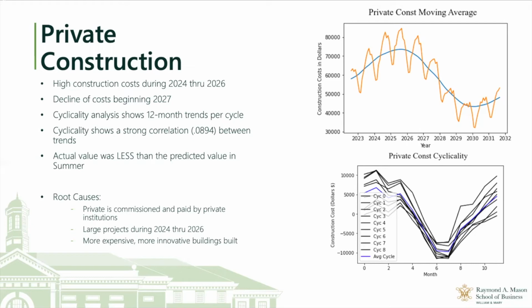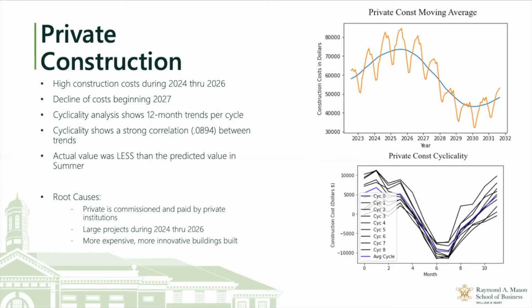You can see on the right side of the graph, the first graph there, that from 2023 to around 2026, you have high construction costs. And then after we pass over to 2027, you see that slow decline and then a small increase from 2031 and on. The second graph below shows the cyclicality. The cyclicality is essentially the raw data minus the moving average. And that just provides us the residuals, which is essentially any remainders in the graph.